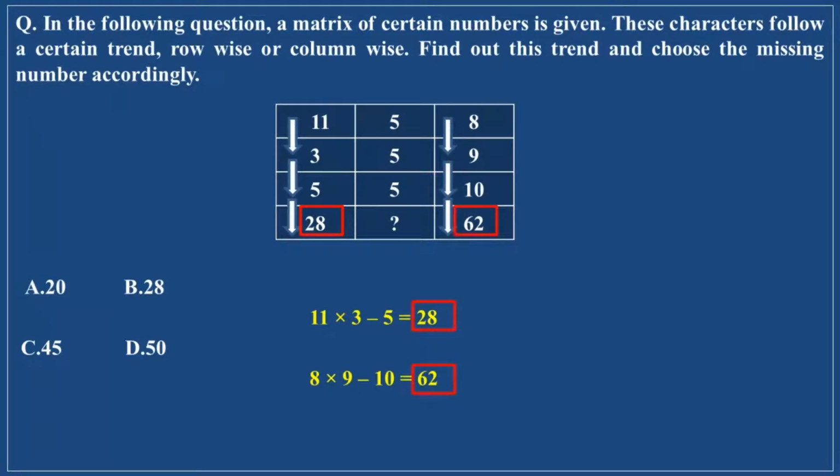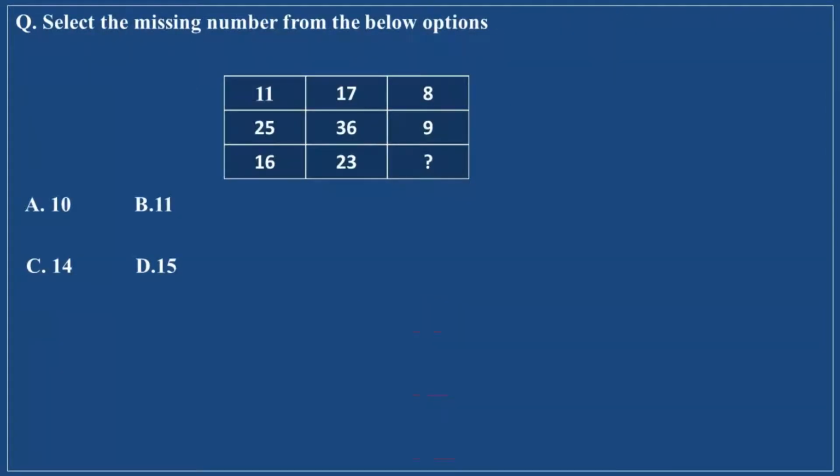Similarly, in the second set of columns, 25 is obtained by multiplying 5 by 5, and 5 is subtracted from 25, which is equal to 20. Hence, option A is the right answer. Let us proceed to the next question. Select the missing number from the below options.